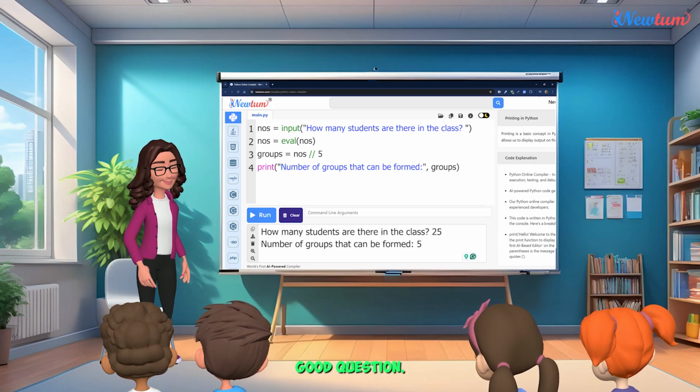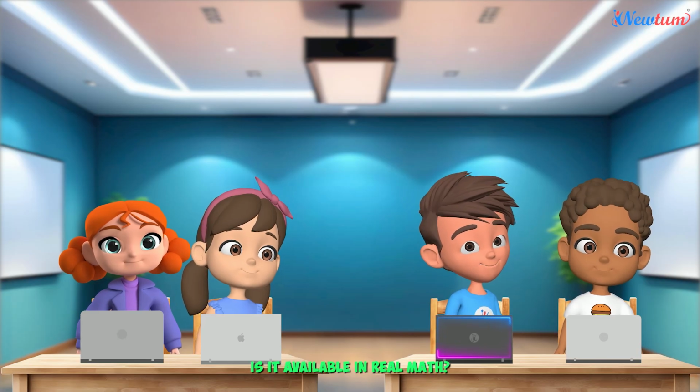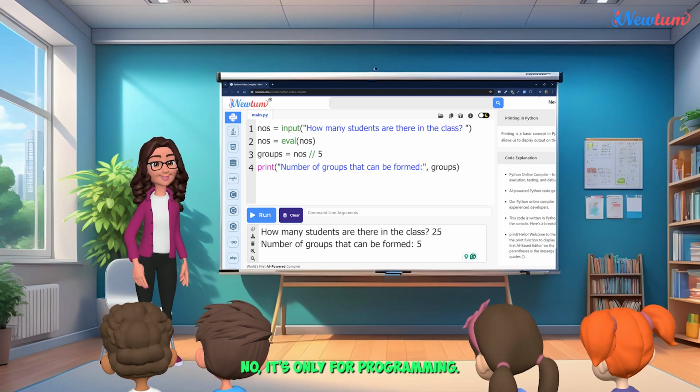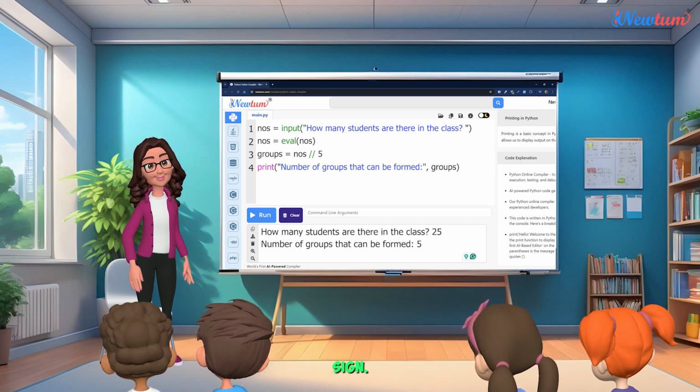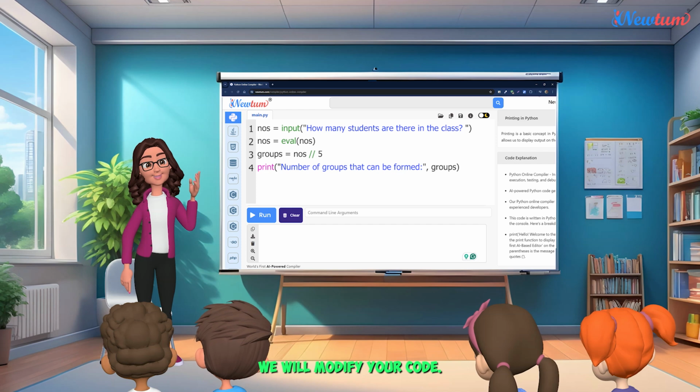Good question. In Python, there's a special operator for that. Is it available in real math? No, it's only for programming. The operator is the percentage sign. How do we use it? We will modify your code.